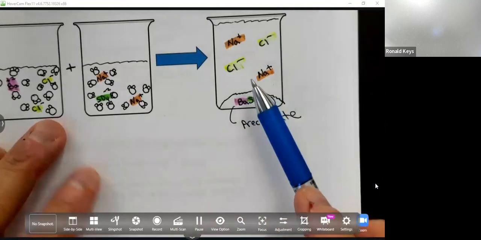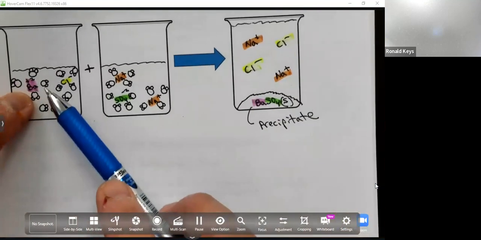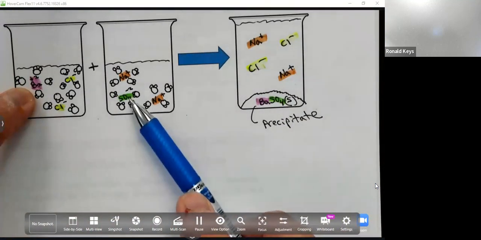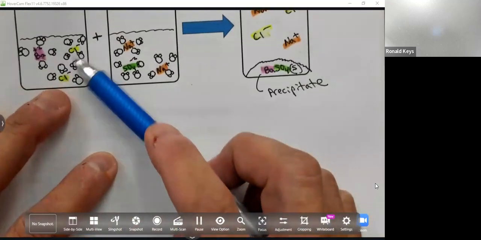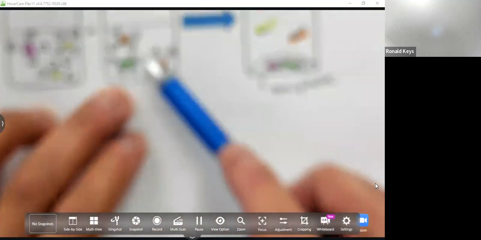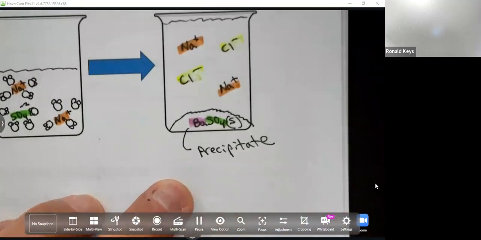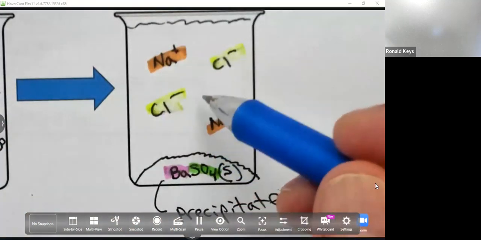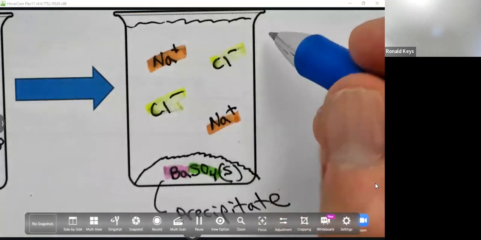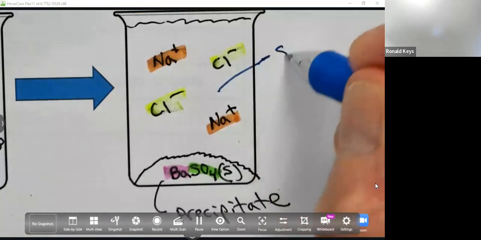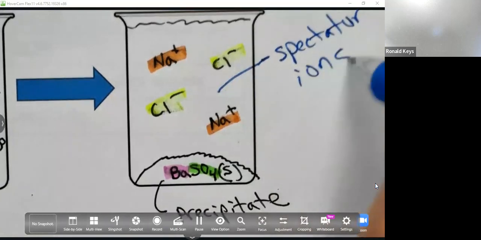This accounts for everything, correct? My barium here combines with the sulfate here, 1-to-1. We make barium sulfate. There's 2 chlorides in this beaker. There's 2 sodiums in this beaker. We still end up with ions that stay in solution, right? What are these ions up here called? These are your spectator ions.